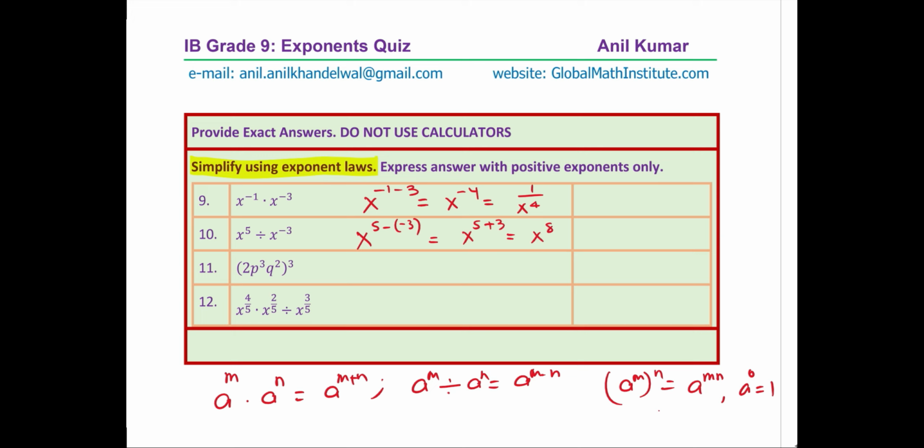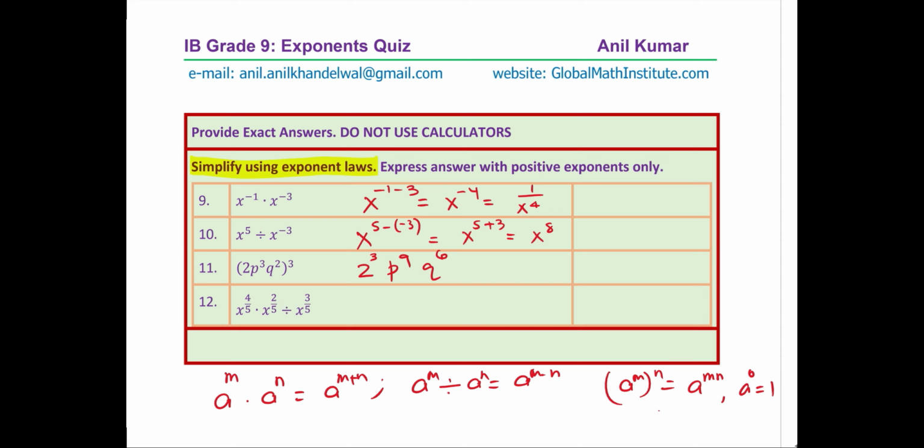Now in this case, that exponent 3 should be multiplied by, becomes the exponent of each, right? So we have this as 2 cubed, p to the power of 3 times 3, which is 9, and q to the power of 3 times 2, which is 6. Correct? Now here we have to work with fractions.